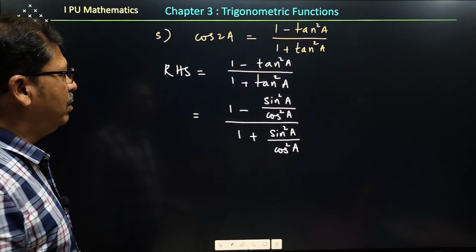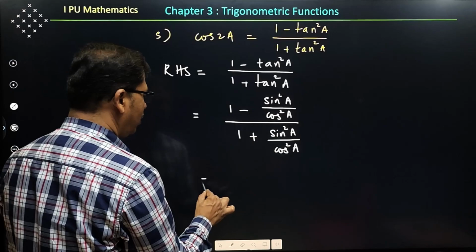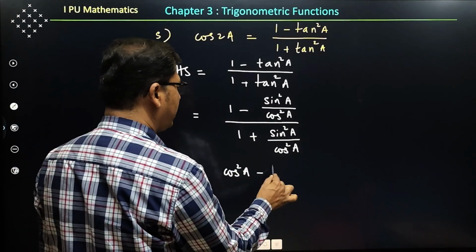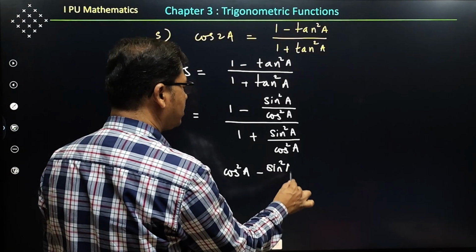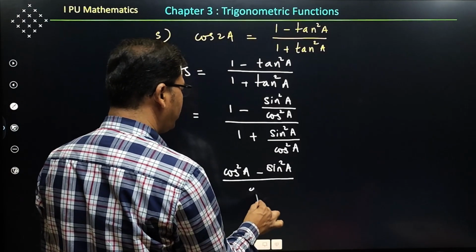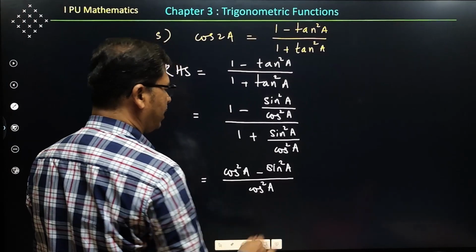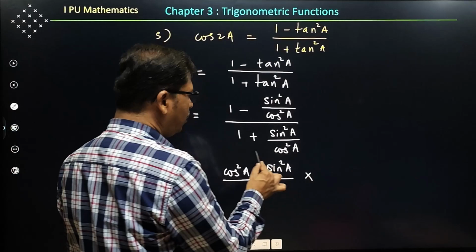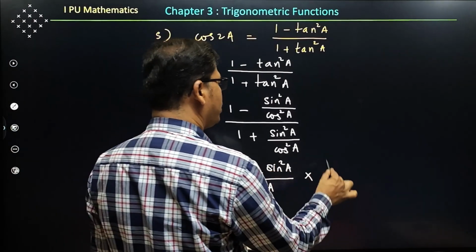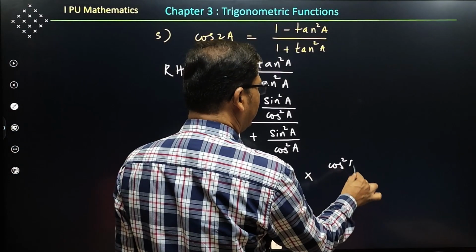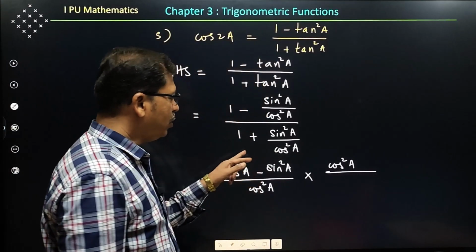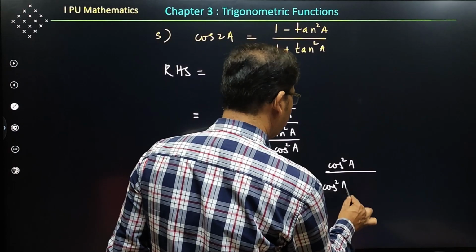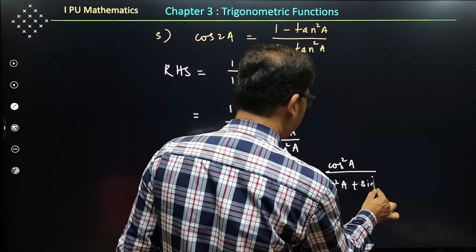Now take the LCM part. Cos square a minus sin square a divided by cos square a, divided by cos square a plus sin square a divided by cos square a. Here this is to be simplified. Again you take LCM as before. Cos square a goes to the numerator and the denominator becomes cos square a plus sin square a.